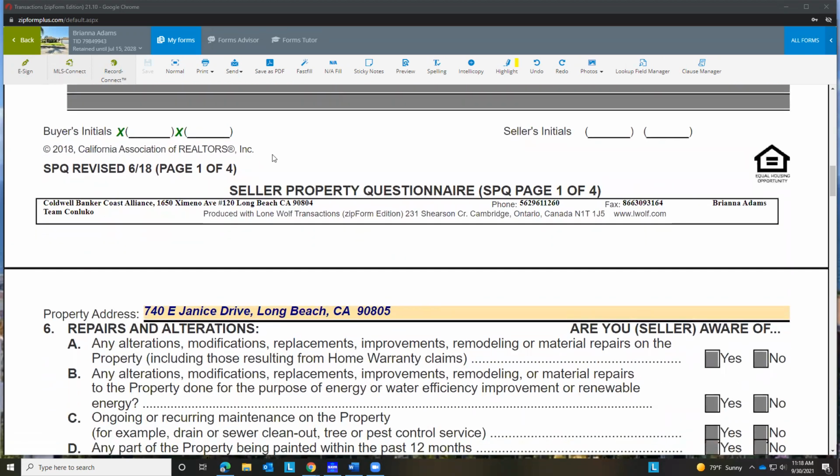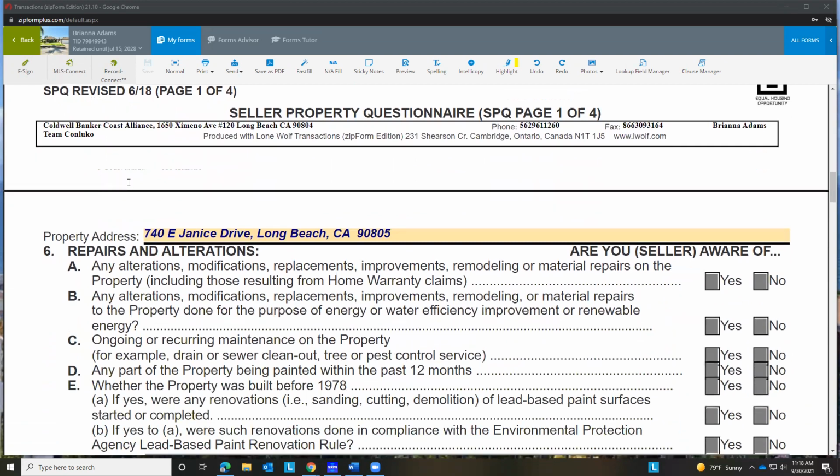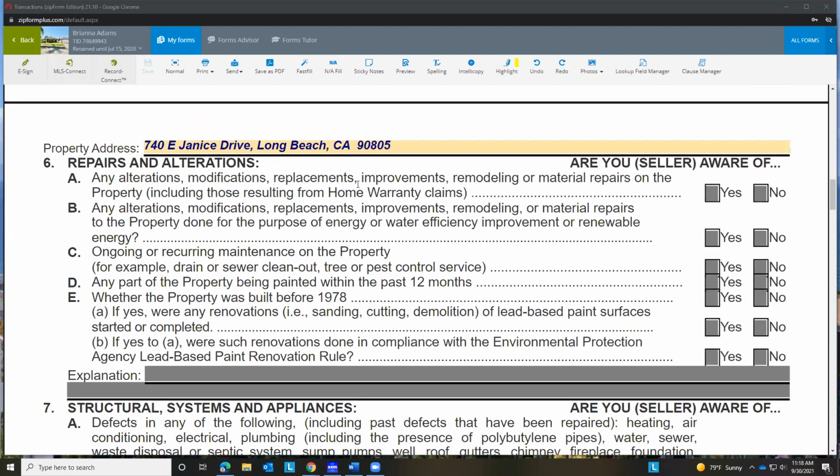Number 6, repairs and alterations. Any alterations, modifications, replacements, improvements, remodeling, or material repairs on the property, including those resulting from home warranty claims. Yes or no? Anything that they've done to the property, they need to list here. When I have a listing, I usually ask my sellers to write a list of all upgrades that they have done to the property, and we attach that to this disclosure.